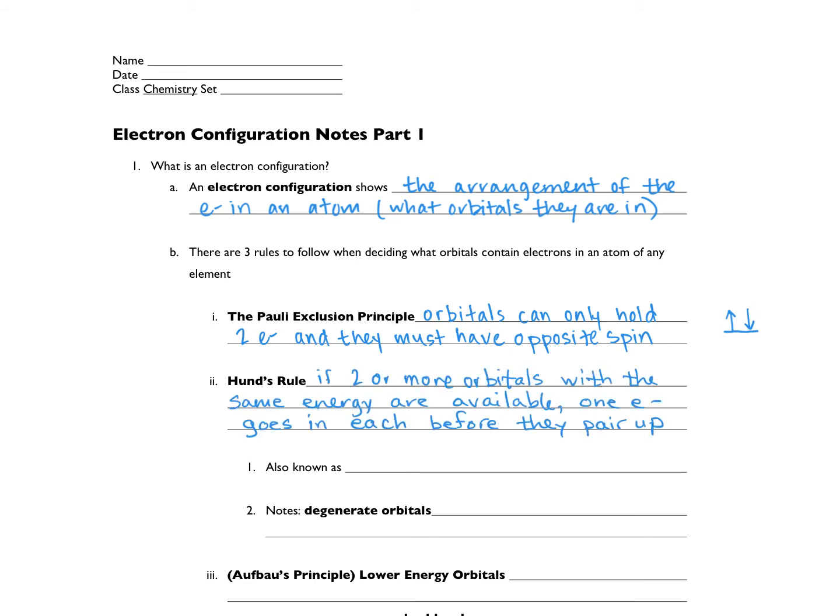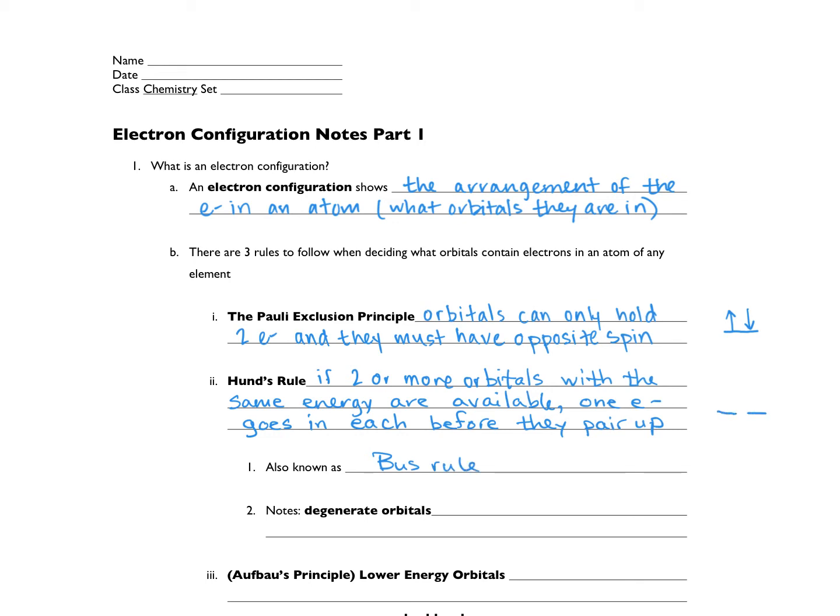The second rule is called Hund's rule, and it says if 2 or more orbitals have the same amount of energy and are available, only 1 electron will go in each before they start to pair up. This is also known as the bus rule. And the reason is because it kind of works like seats on a bus.